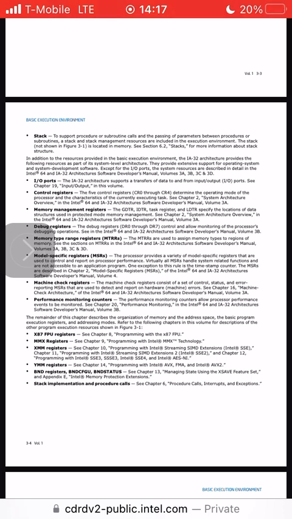In addition to the resources provided in the basic execution environment, the IA-32 architecture provides the following resources as part of its system-level architecture. They provide extensive support for operating system and system development software. Except for the I/O ports, the system resources are described in detail in the Intel 64 and IA-32 Architectures Software Developer's Manual, Volumes 3A, 3B, 3C, and 3D. I/O ports. The IA-32 architecture supports the transfers of data to and from input/output I/O ports. See Chapter 19, Input/Output, in this volume.